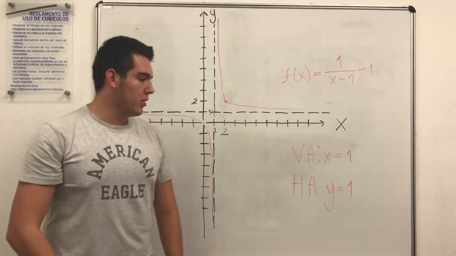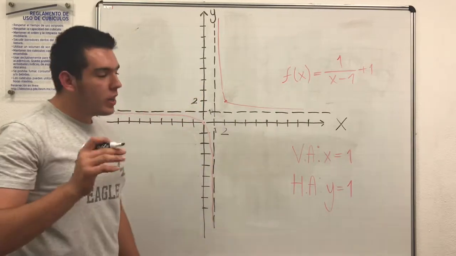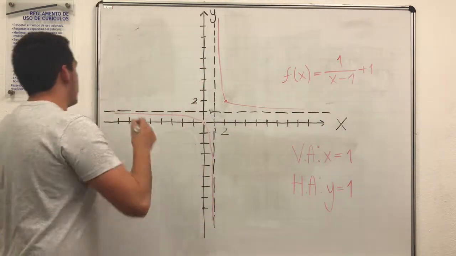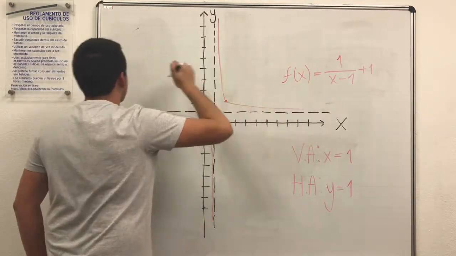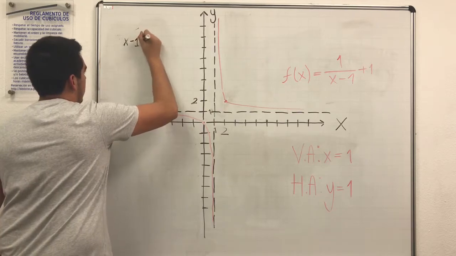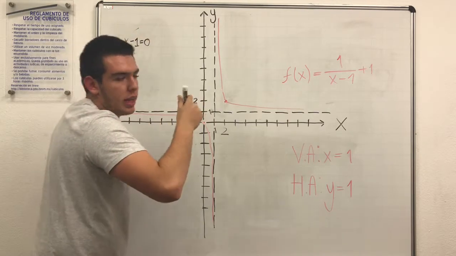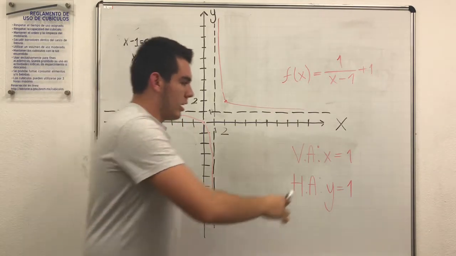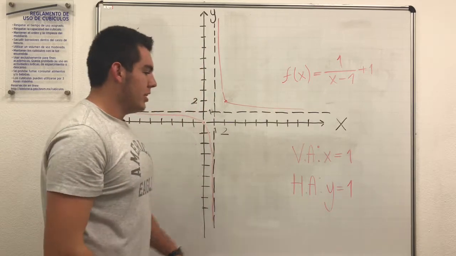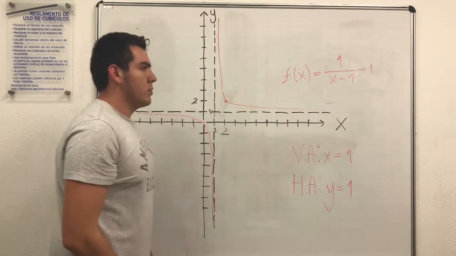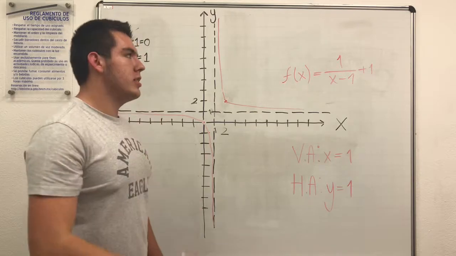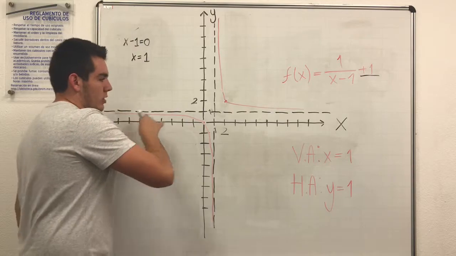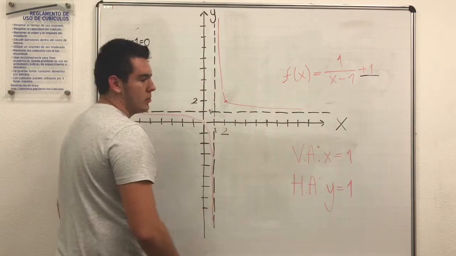Well, now we're going to explain to you the vertical and horizontal asymptote. It's really easy. The only thing you need to do for obtaining the vertical asymptote is equal the denominator to 0. x minus 1 equals 0. Then we isolate: x equals 1. Then for obtaining the horizontal asymptote, the only thing we need to do, and it's really easy, is just take a look at this number. So here's the horizontal asymptote, 1, and the vertical asymptote, 1.